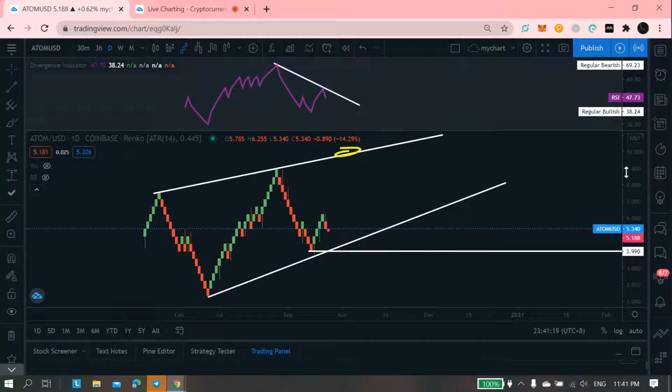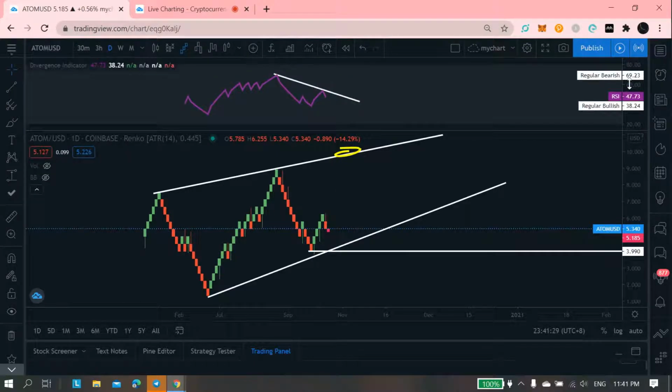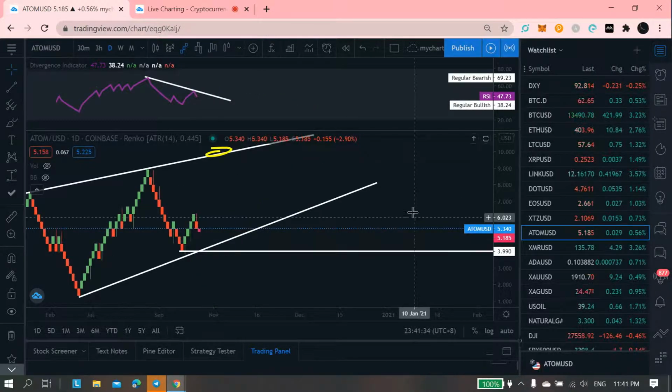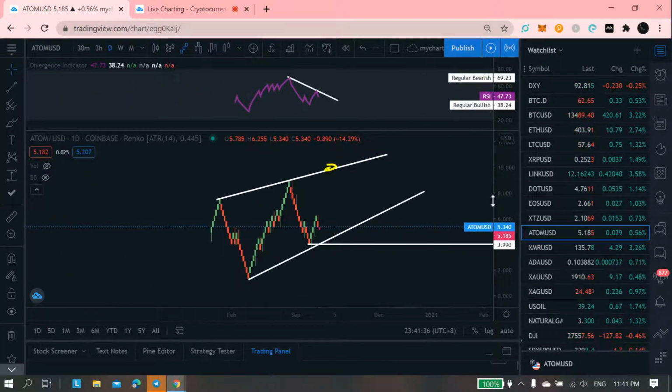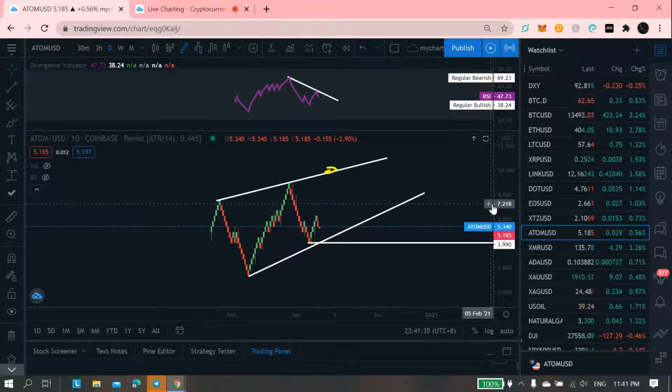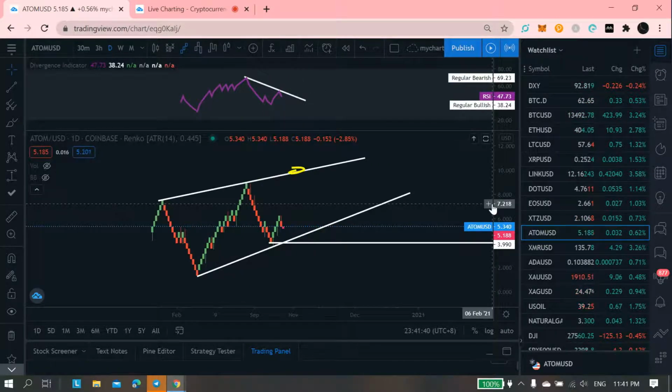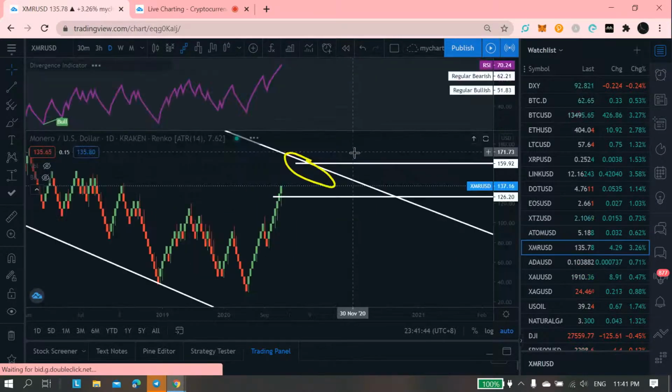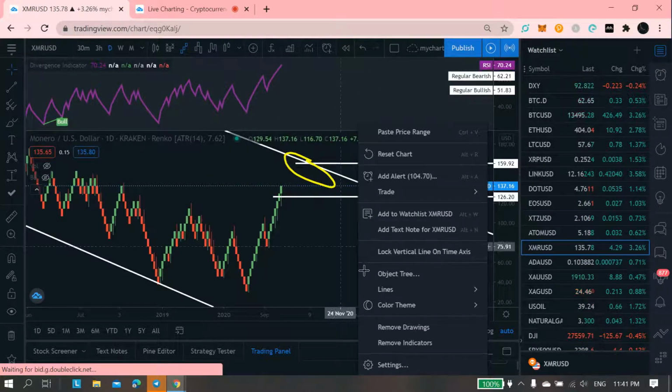$4. Currently, I have no position here, but I'm planning to buy Atom. But I will wait at this support area or at attractive levels. Actually, in trading, you also need patience to wait. Patience to wait at a very attractive price. Nice. It's actually a breakout.